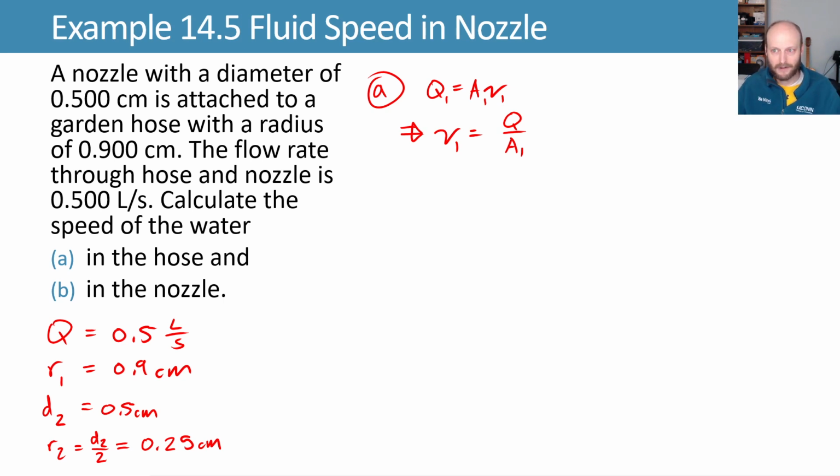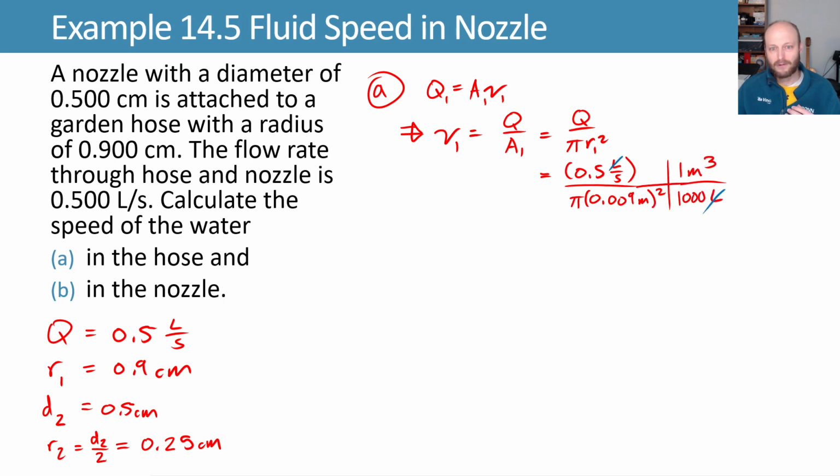That's pi r squared. We get Q over pi r1 squared and plug in our values, doing some unit conversions to change from liters to meters. And we're left with 1.96 meters per second as the average linear speed of flow in the hose.